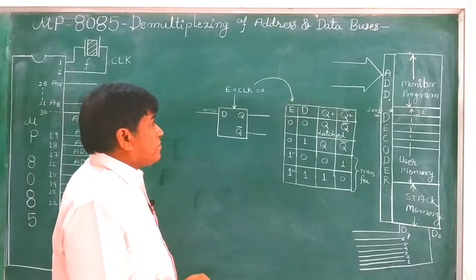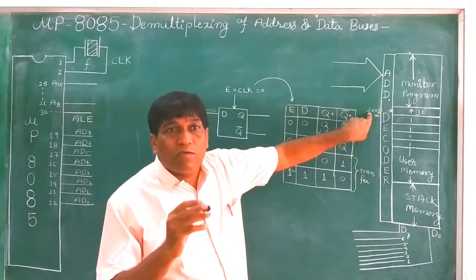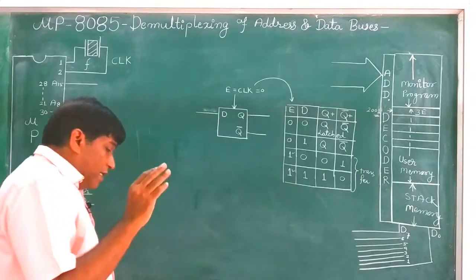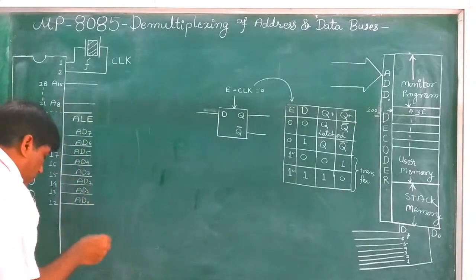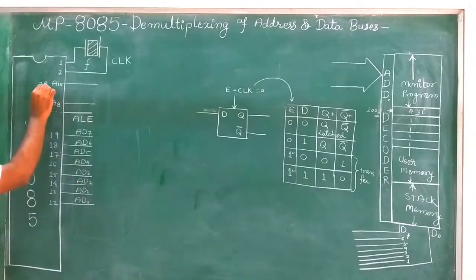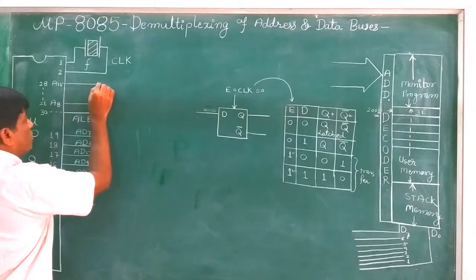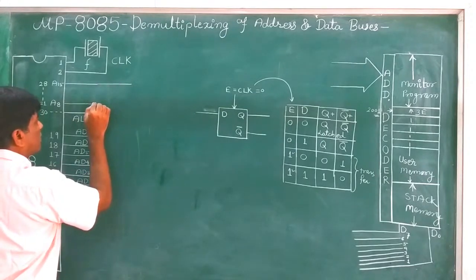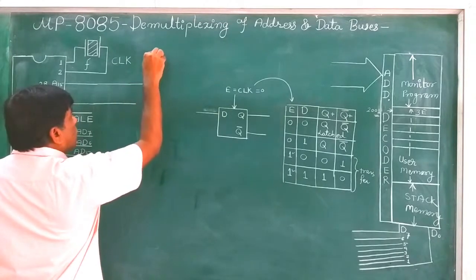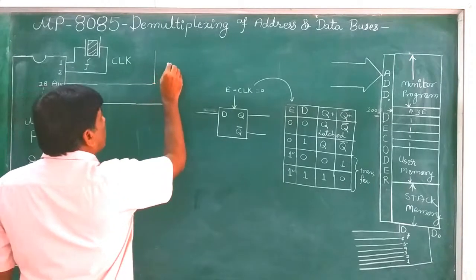Now because these higher order address buses are not to be latched, we can connect them directly. Higher order address buses, in the microprocessor 8085, are from pin number 21 to 28, A8 to A15, and these buses are known as higher order address buses. Because these buses are to be directly connected with the microprocessor, there is no problem in this.